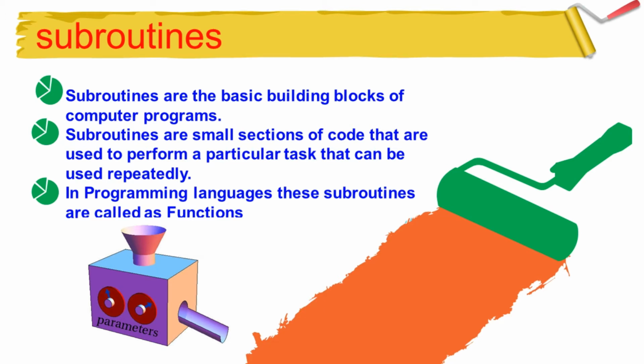So a subroutine is nothing but a small section of code that is used to perform a particular task and that can be used repeatedly. So it can repeat the same process again and again.